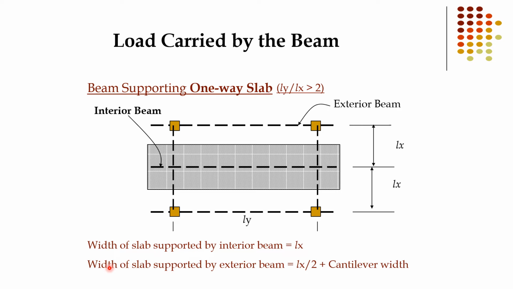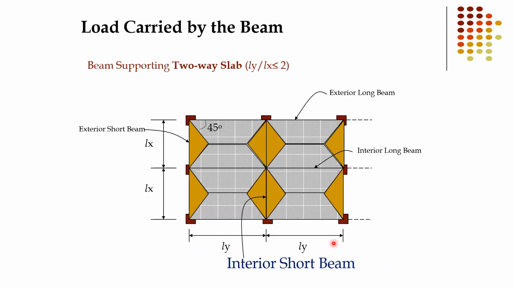So here is the formula for the width of the slab supported by the exterior beam. The width of slab supported by this beam, if a cantilever slab is present, is Lx by 2, plus any cantilever portion. Similarly for the interior beam, Lx by 2 from the upper side and Lx by 2 from this side, so the total width of the slab supported by the interior beam is Lx. So that's all for the one-way slab.